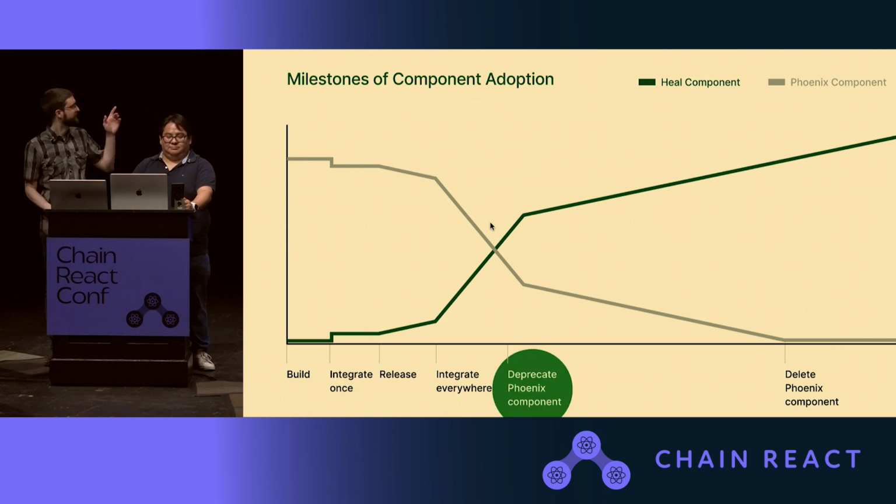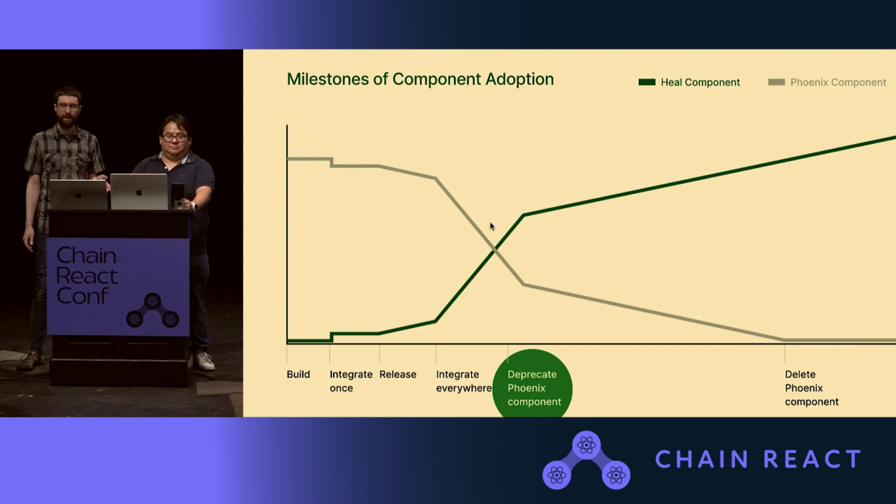I also want to touch on the second to last milestone here, deprecation. In that time between releasing the Heal component and getting to delete the Phoenix equivalent at the end, we wanted to make sure that no one tried to use that Phoenix one prior to us blowing it away. So we did this by ramping up restrictions gradually for engineers.